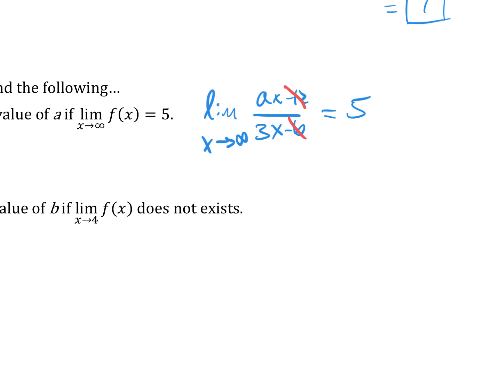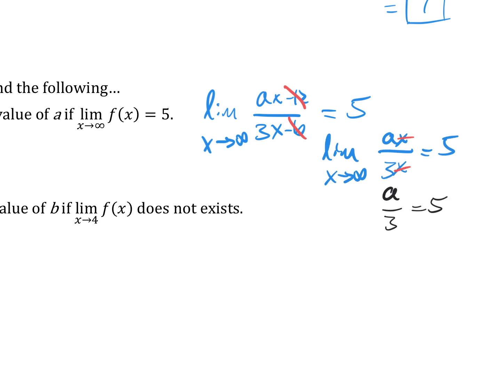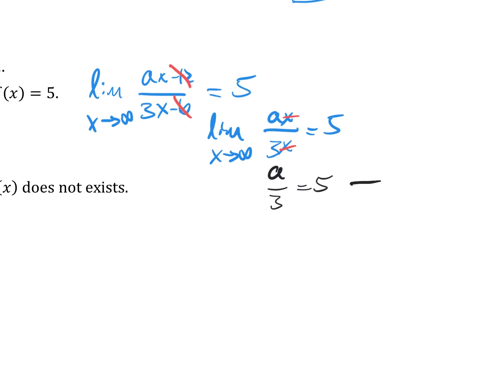So we're saying the limit as x goes to infinity of ax over 3x has to equal 5. Well, we now know that we can cancel these x's. So whatever a is, we have to have a over 3 equals 5. Multiply both sides by 3. This implies that a is 15.